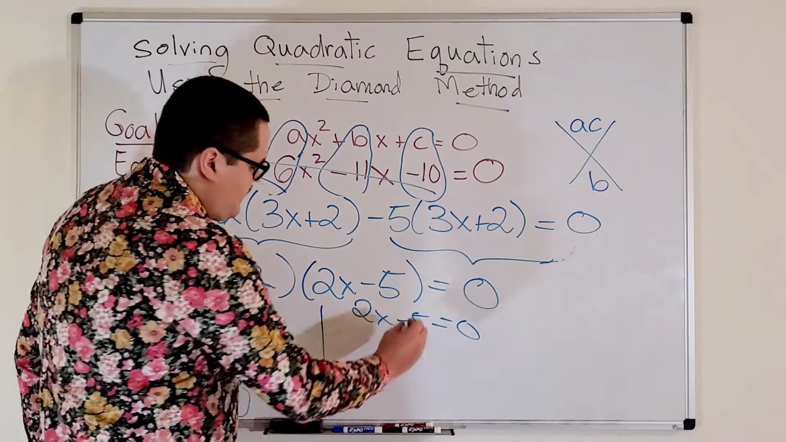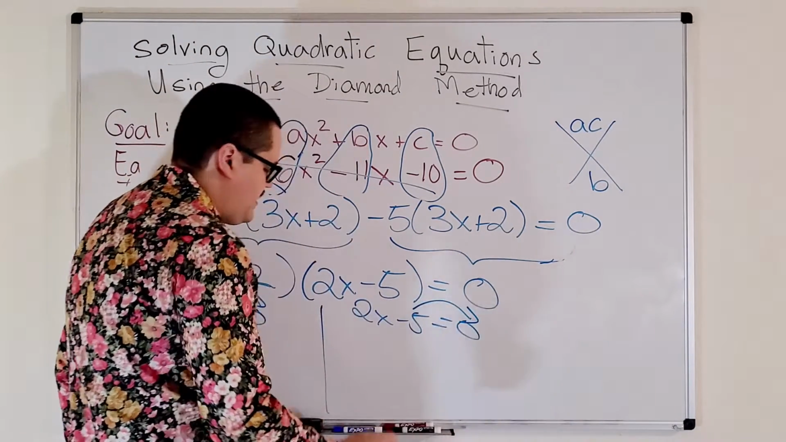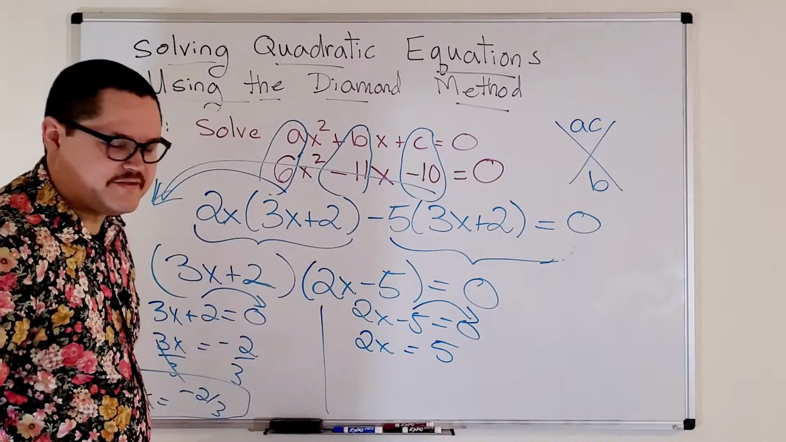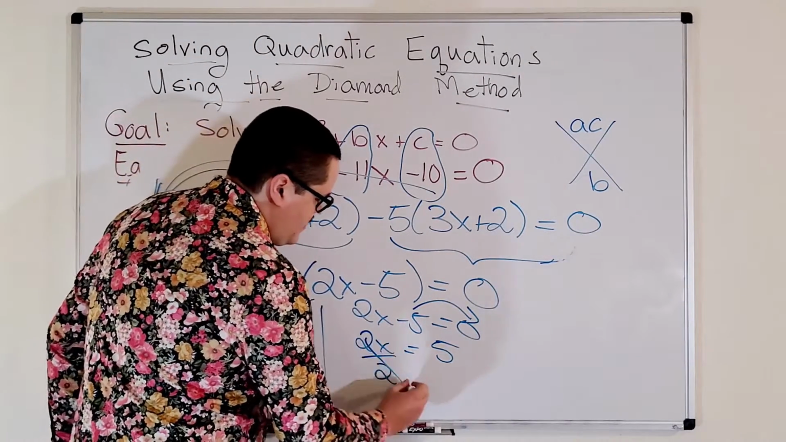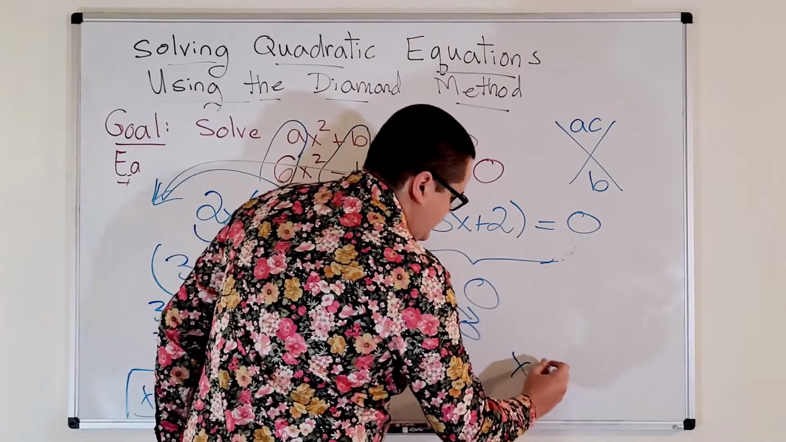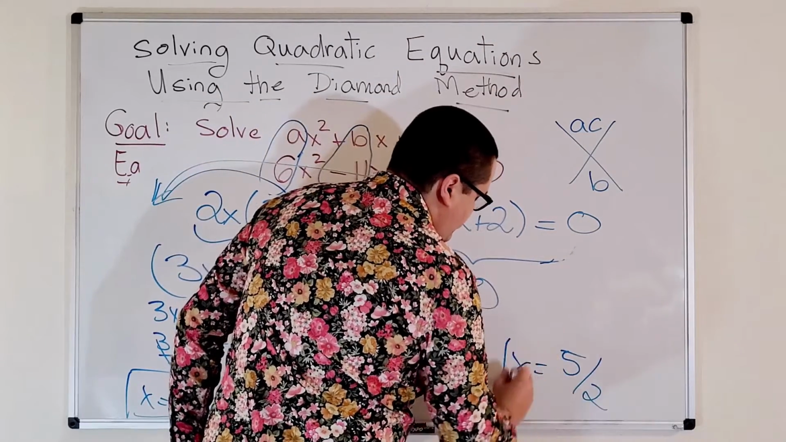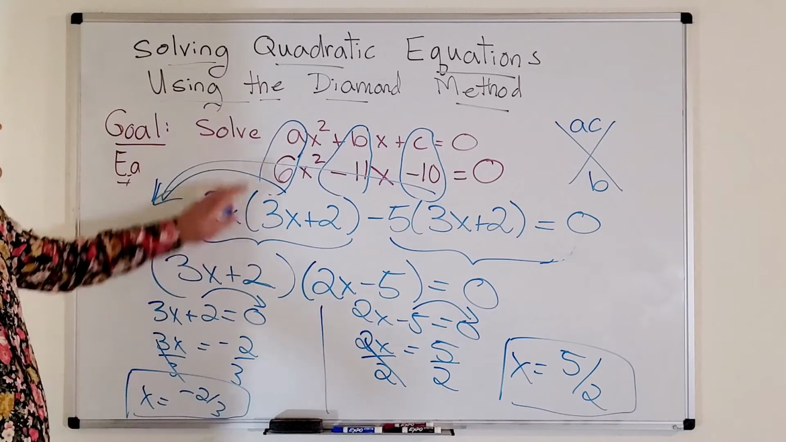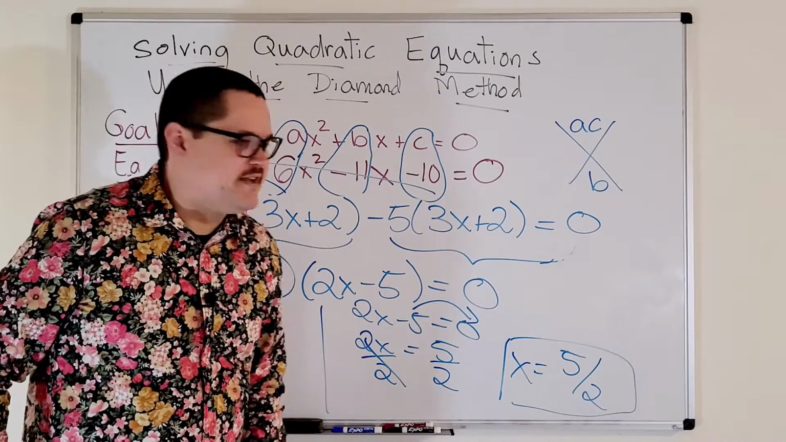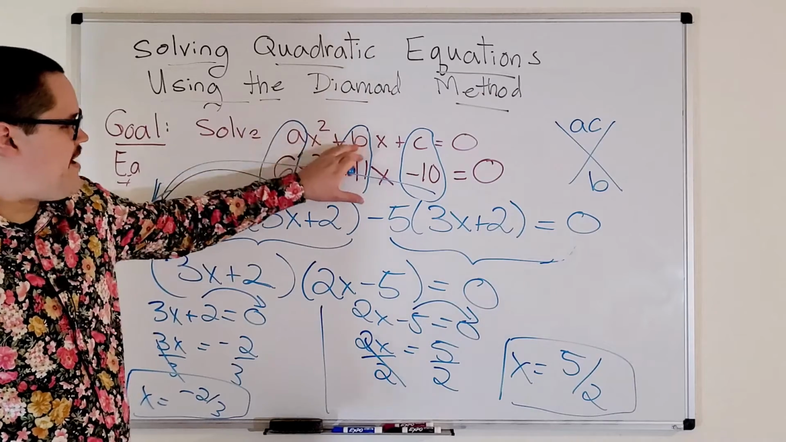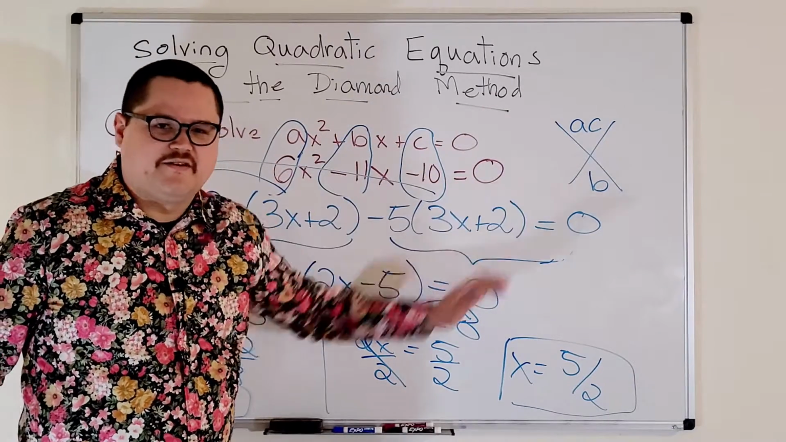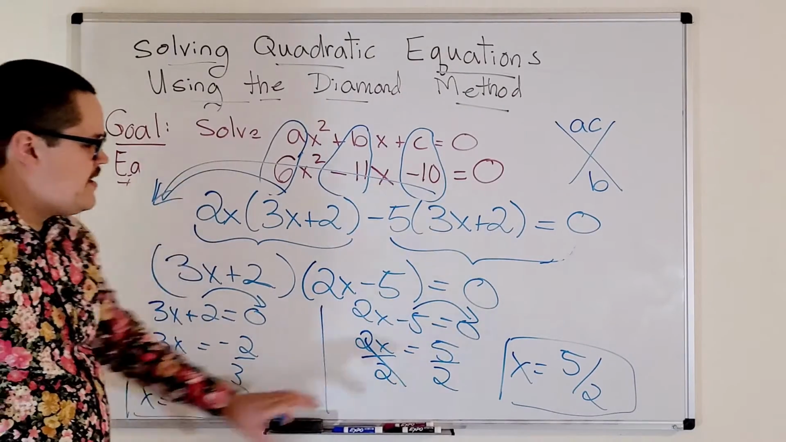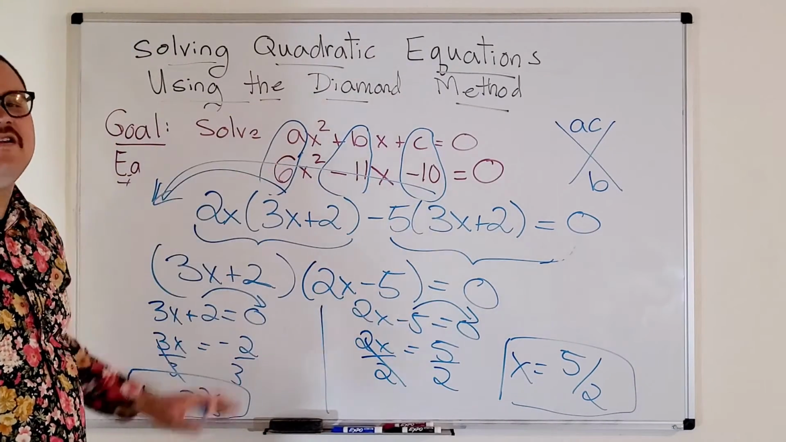We take the -5 to this side and flip the sign. 2x equals +5. And divide both sides by 2. X equals +5/2. So these are the two solutions to the original quadratic equation, 6x squared minus 11x minus 10 equals 0. As always, you could plug these in, maybe using a calculator, to check your answer.